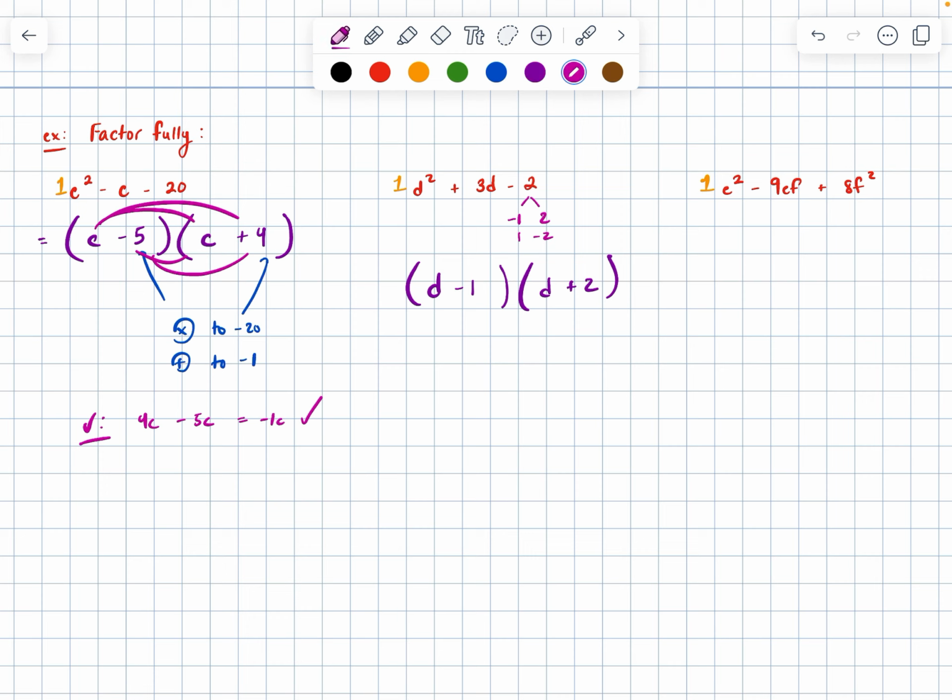Well, let's check and make sure that we like our middle term. D times 2 gets me 2d. Negative 1 times d gets me negative d. 2d minus d gets me positive d. This guy cannot be my factored form.